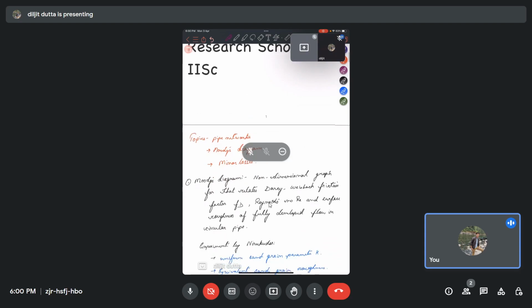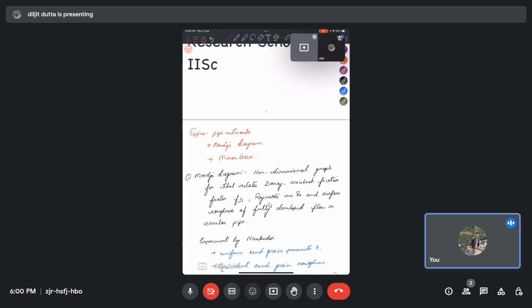So in this session we will be covering three topics. First, we will see what is Moody's diagram, that is for circular pipes. Secondly, we will see the minor losses and how they arise in case of pipes. Thirdly, we will see pipe connections and pipe networks, like parallel connection or series connection of pipes. And lastly, we will see how we can solve a problem related to pipe networks.